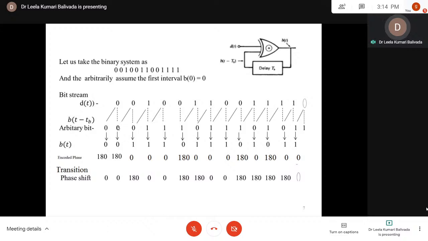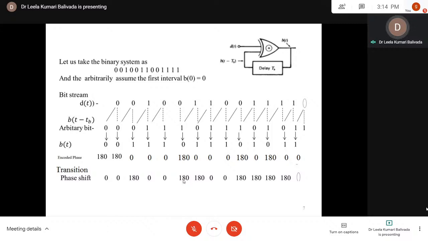And here also a 0 to 0 transition. Therefore, the transition phase shift is 0. And for a 0 to 1 transition, there was a 180 degrees phase shift. 1 to 1 means there is no transition. Same level, 1 to 1. Therefore, 0. So the transition phase shift is 0 for a 1 to 1 transition or a 0 to 0 transition, and 180 degrees phase shift when 0 to 1 transition or 1 to 0 transition. So this is the transition phase shift.